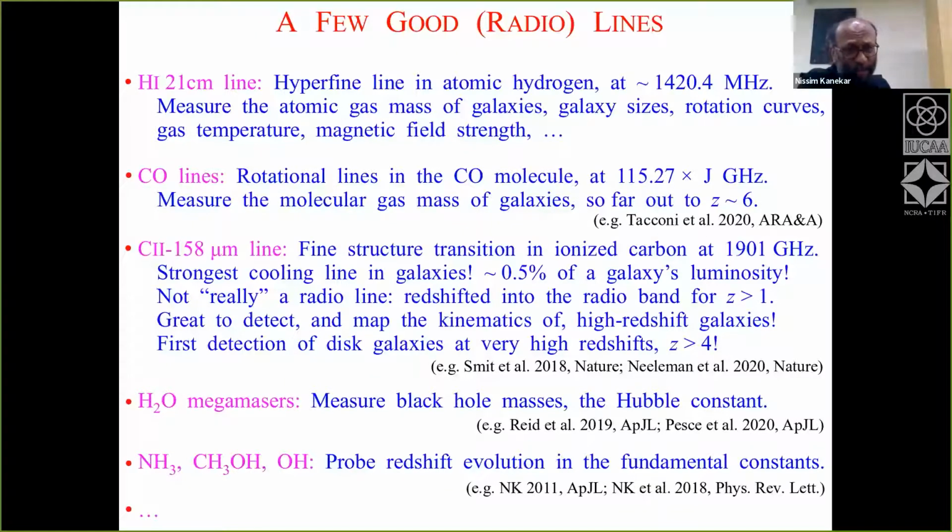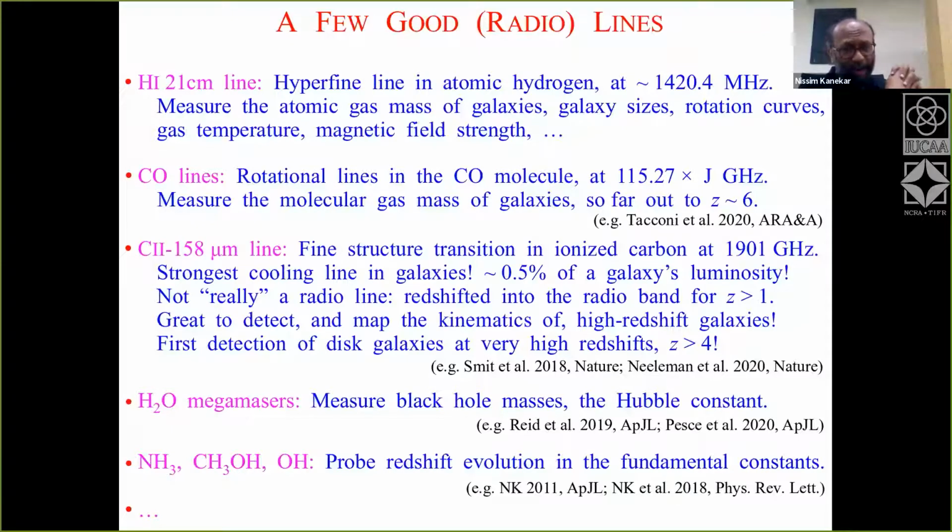Then you have the CO rotational lines, at a frequency of 115.27 multiplied by J, where J is the rotational quantum number. And this lets you measure the molecular gas mass of galaxies. That's a primary science output, although you get a ton of other things as well, but that's the main thing I would say. And so far, the outer redshift is about 6.5.